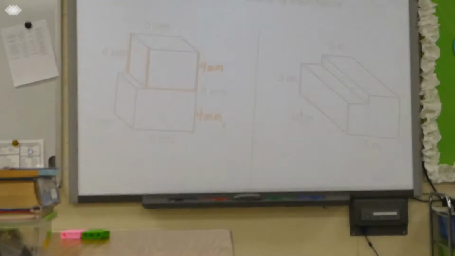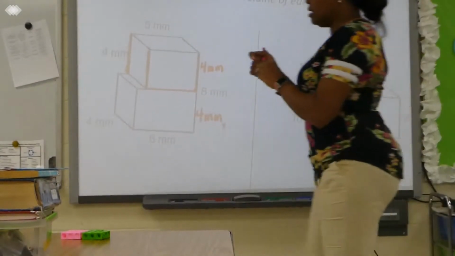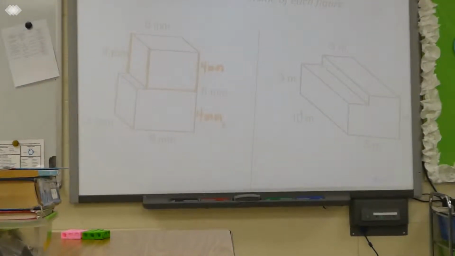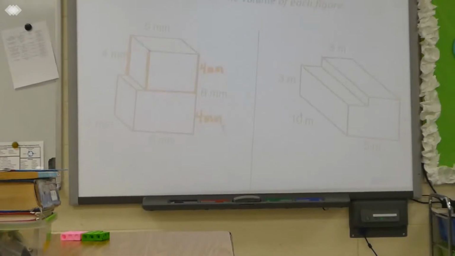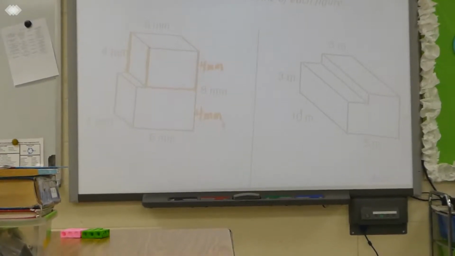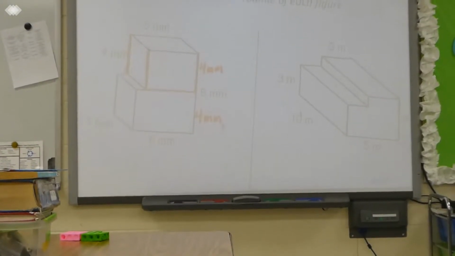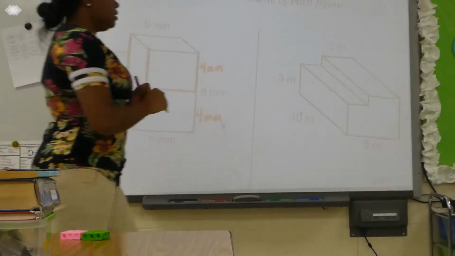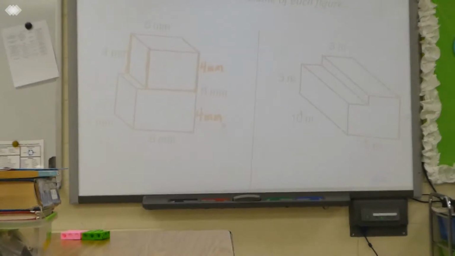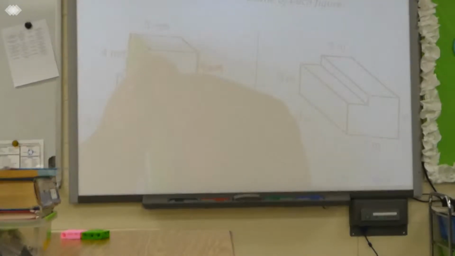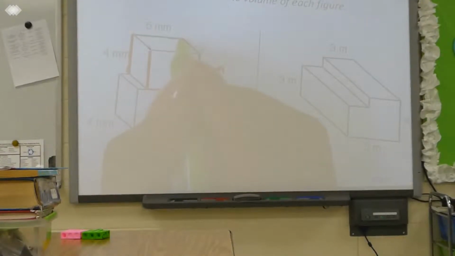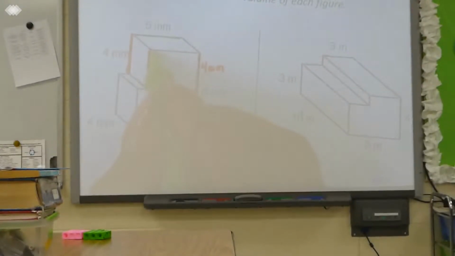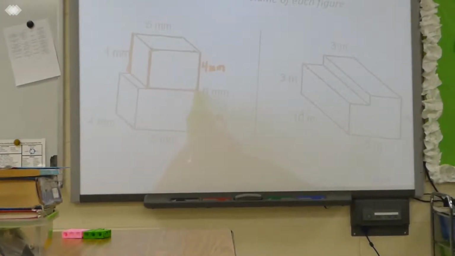Okay? Same thing. Let me get a different color pen. We're going to do the same thing for the length and the width. All right, so we're working on the top figure. Now, this is 5 millimeters, the length, excuse me. This is 5 millimeters, and this is 5 millimeters.